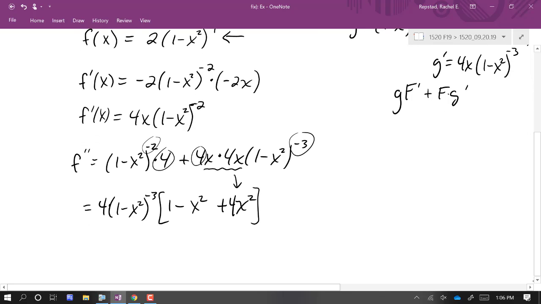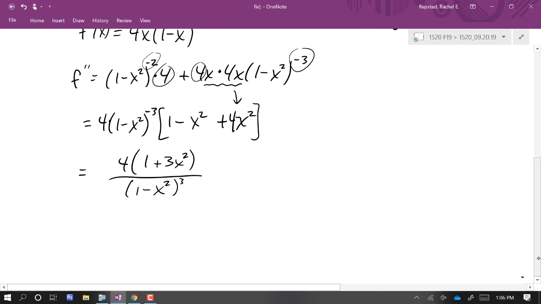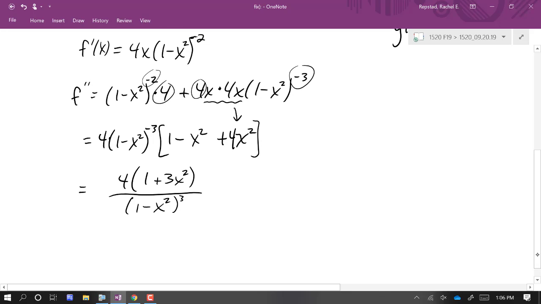So this looks like 4 times the stuff in the brackets, which is 1 plus 3x squared, over 1 minus x squared cubed. So my broader point here is that once you find the first derivative, make sure you stop and think about what it takes to differentiate that function. Sometimes there might be something extra involved after you find the first derivative. We didn't need the product rule for the first derivative. We did need it to find the second derivative.